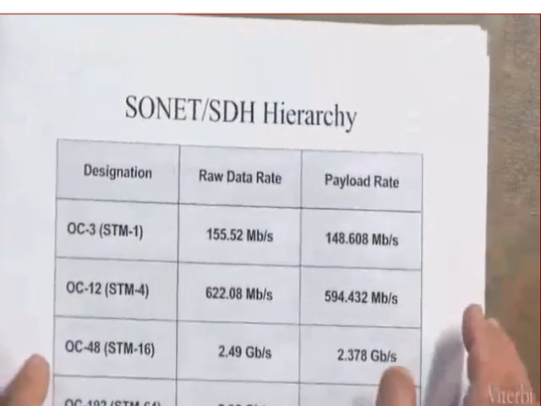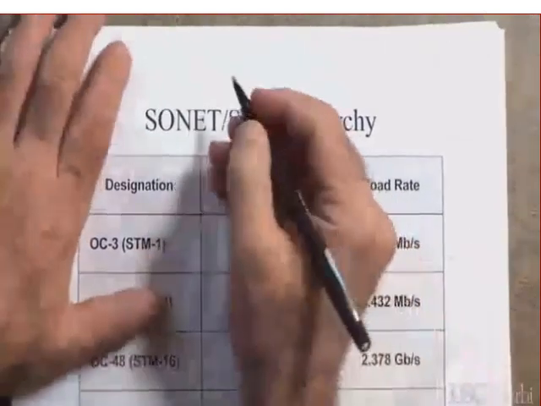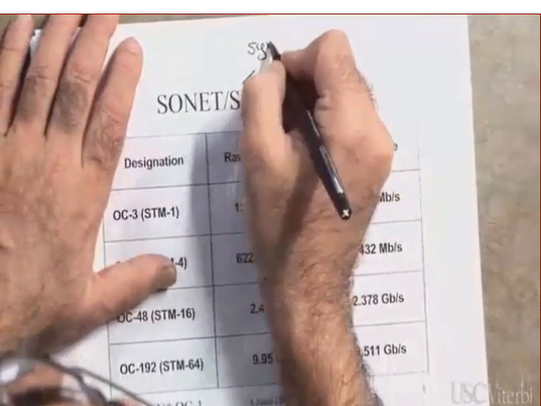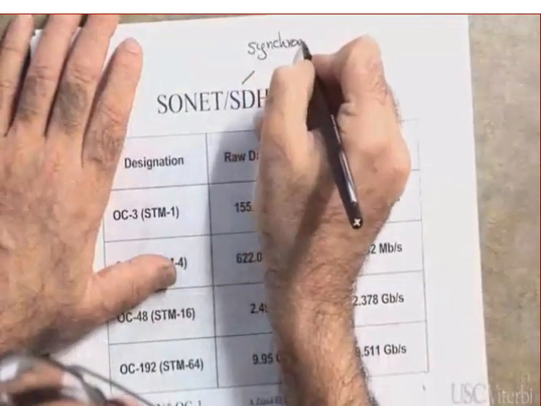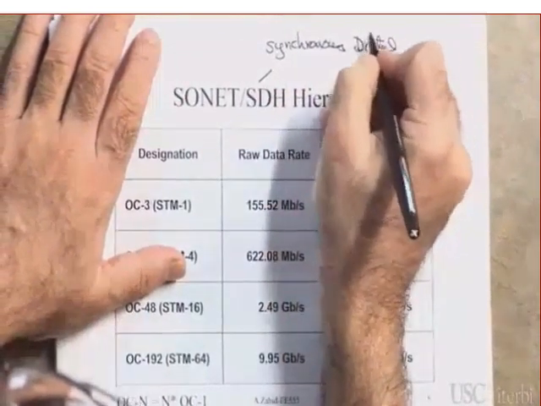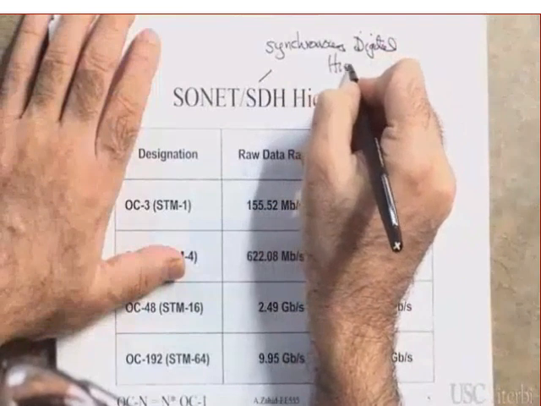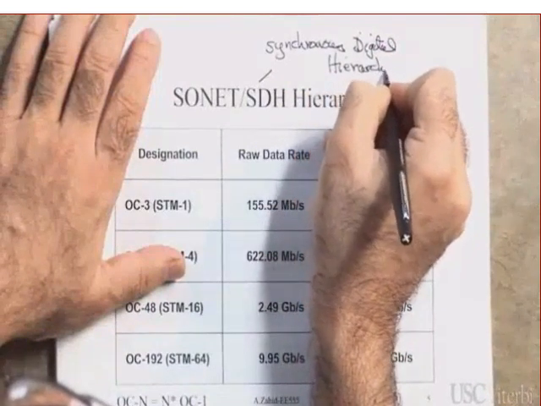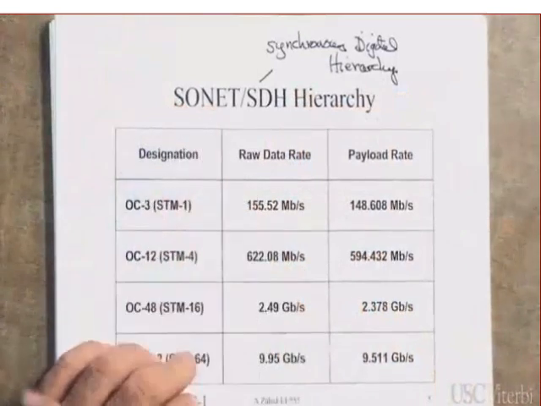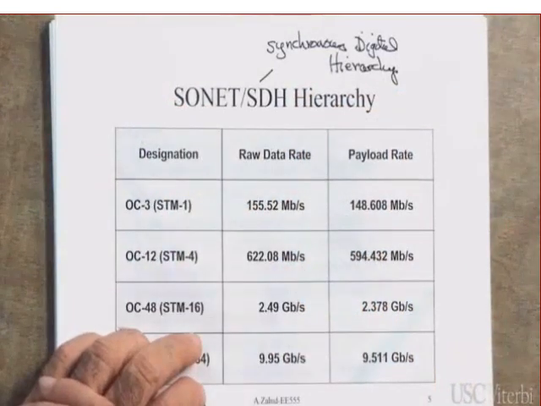So they came and named their hierarchy. They call it SDH. SDH stands for what? Synchronous digital hierarchy, whereas SONET again stands for the synchronous optical network.